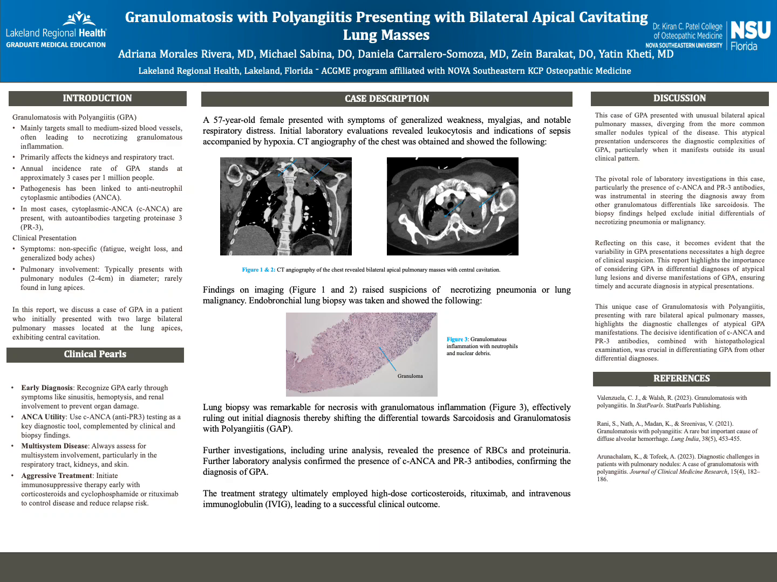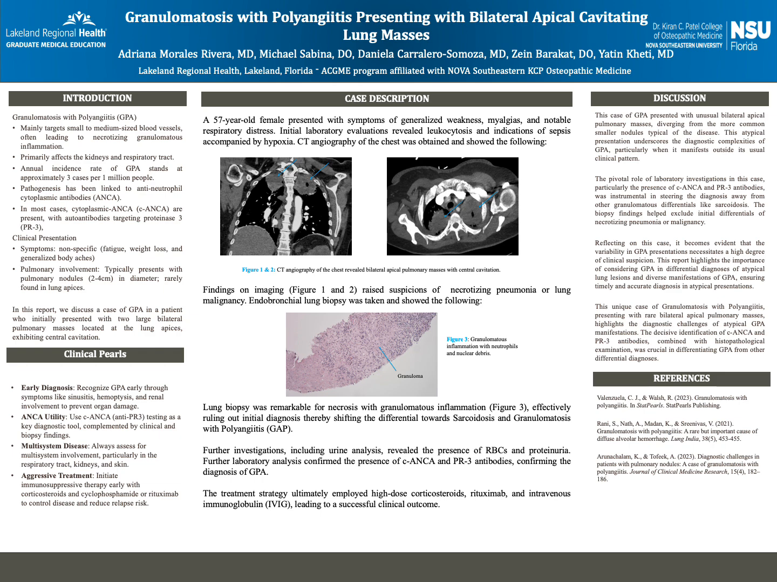Hello, and welcome to our presentation titled Granulomatosis with Polyangiitis, presenting with bilateral apical cavitating lung masses. My name is Adriana Morales, and today I'll be discussing an interesting and atypical case of GPA that presented with bilateral apical cavitating lung masses.